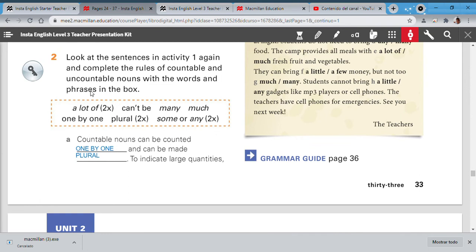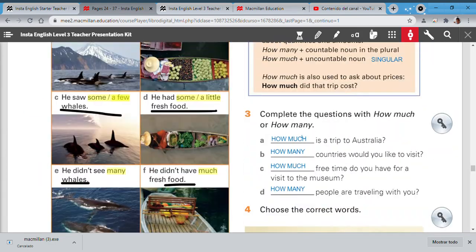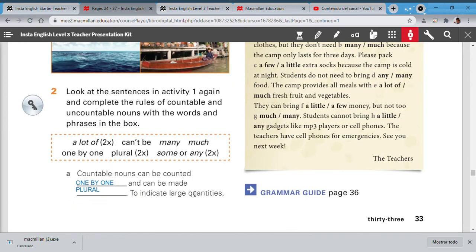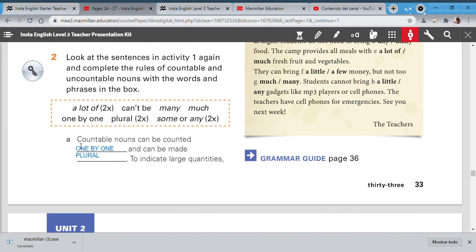Here, for example, I have number 2 and it says, look at the sentences in activity 1. Okay, those sentences. Complete the rules of countable and uncountable nouns with the words in the phrases: a lot of, can be, many, much, one by one, plural, some or any. For example, letter A. Countable nouns can be counted one by one. I told you, countable: 1, 2, 3, 4, 5. And can be made plurals.